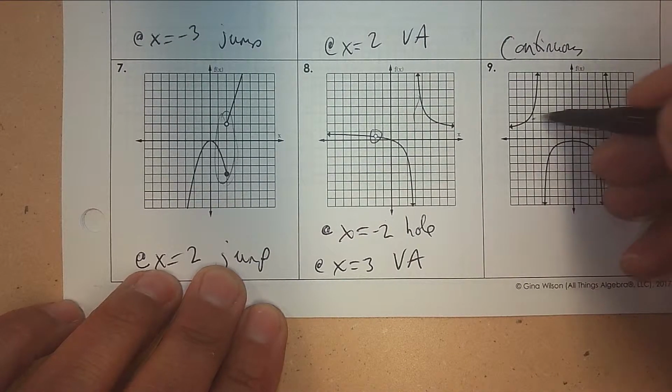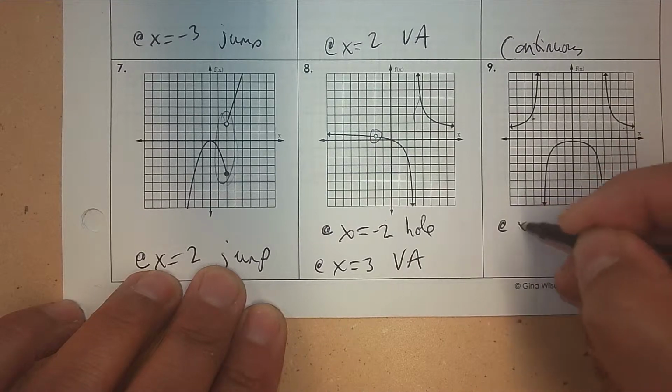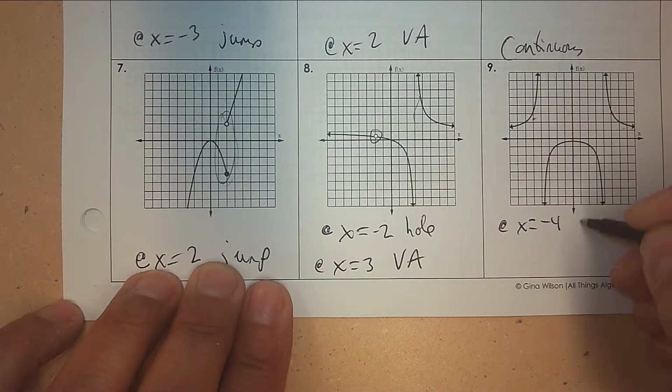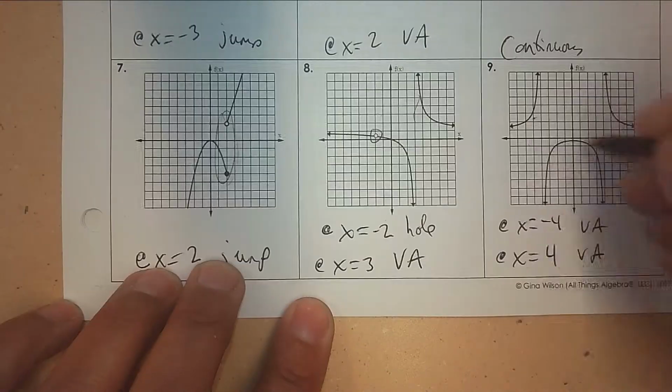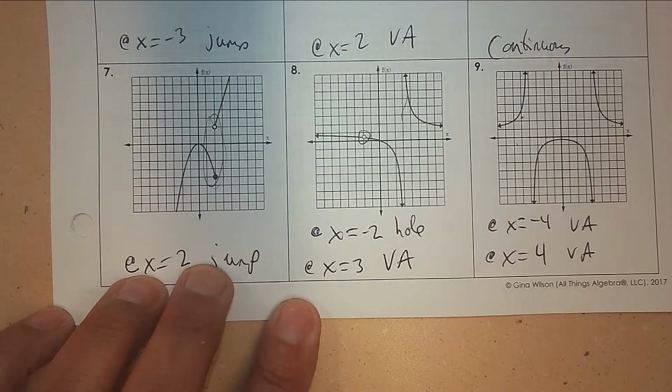Here we have two vertical asymptotes. So at x equals -4, we have a vertical asymptote. At x equals +4, we also have a vertical asymptote on both sides. All right, turn the page.